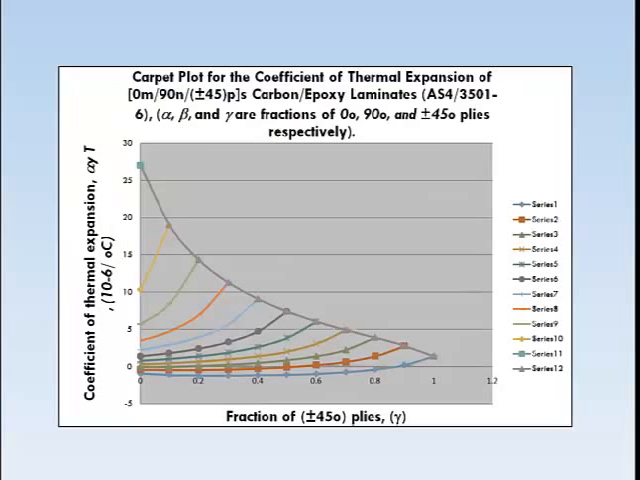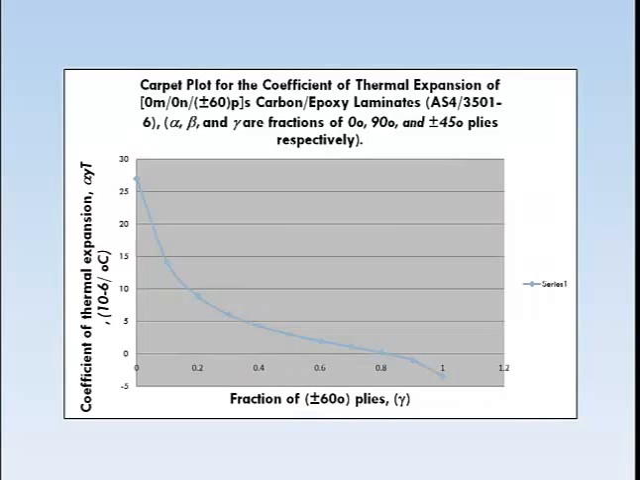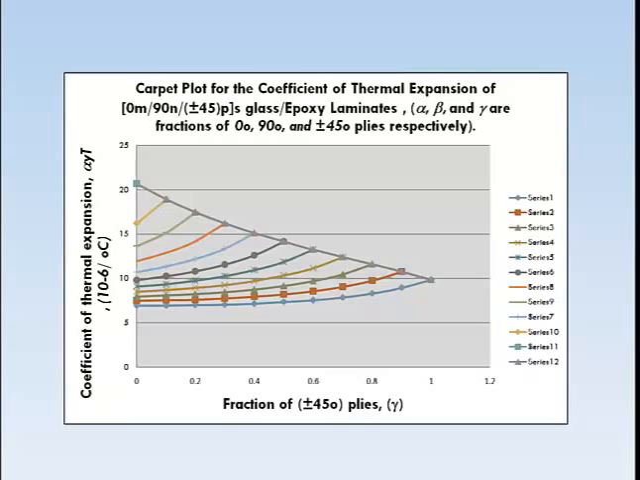These graphs are carpet plots for the coefficient of thermal expansion of 0m, 90 and plus or minus 45 carbon epoxy laminates. Alpha, beta and gamma are the fractions of 0 degree plies, 90 degree plies and 45 degree plies respectively. These graphs represent the coefficient of thermal expansion in the y direction. In the x-axis we are taking the fraction of plus or minus 45 degree plies, and the coefficient of thermal expansion alpha ty. So this graph is similar to the previous one. This is the second graph, this is the third one, fourth one. Thank you.